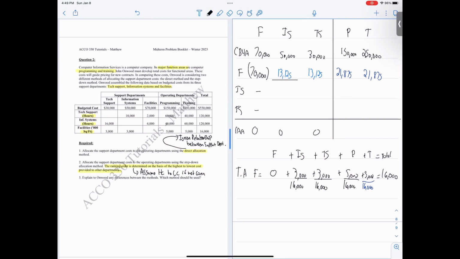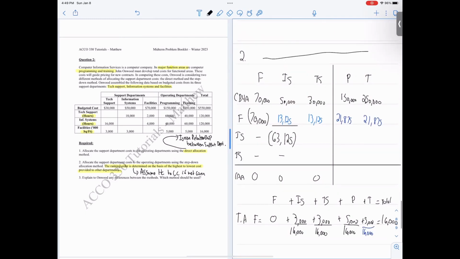So information systems is 63,125. That's the amount in cost that we're going to allocate. Now I could put a little dash through right over here because we know tech support is not going to help information systems. We're doing the step down method, so we're allocating from left to right on our chart. We don't allocate backwards. You're allocating back and forth when you're doing reciprocal, when everyone helps everyone. From step down, it's just left to right. That's why it kind of looks like a staircase.